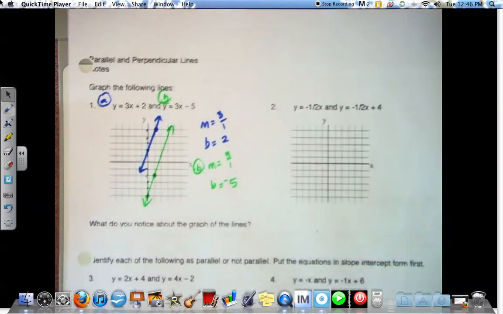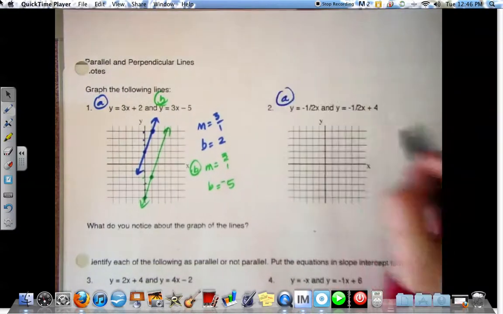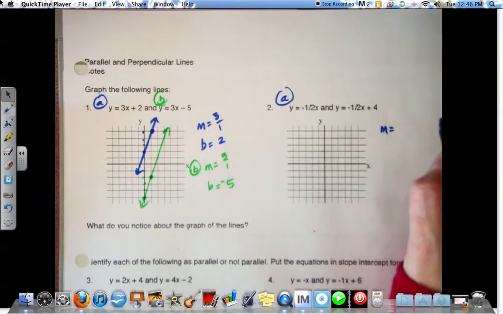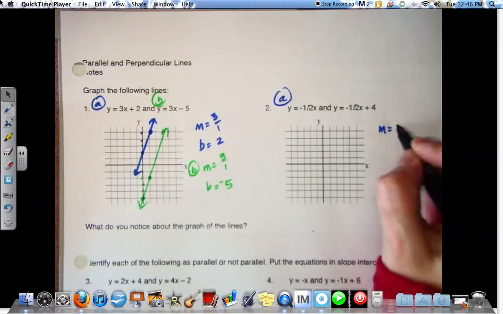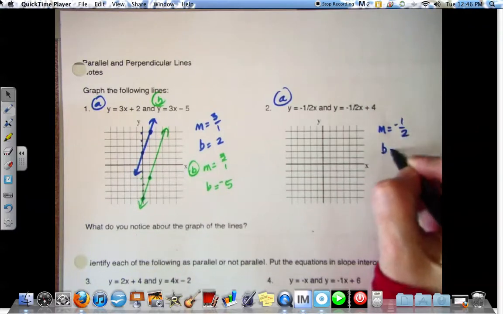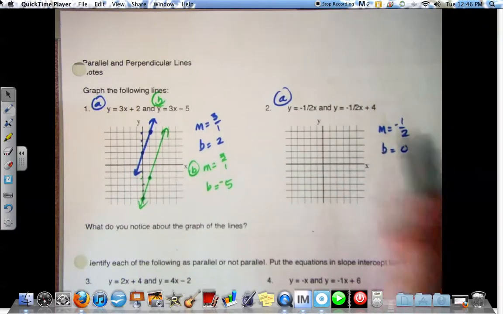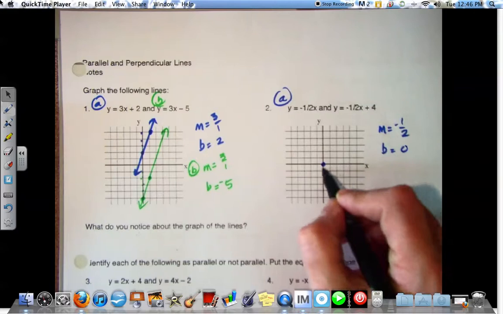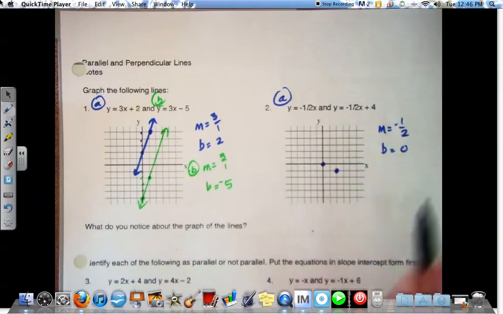All right, number 2, the first equation. What's your slope? And your y-intercept? So start at 0, down 1, over 2.